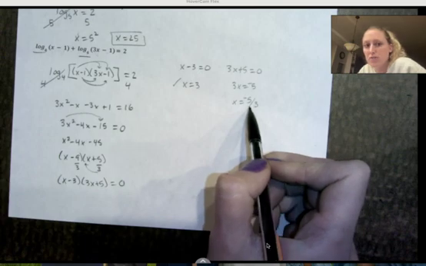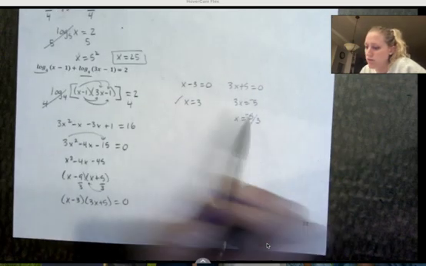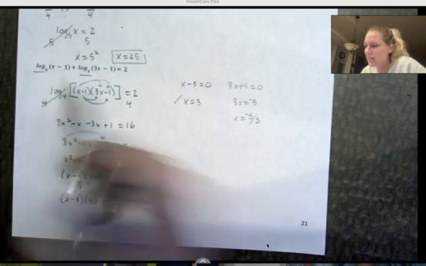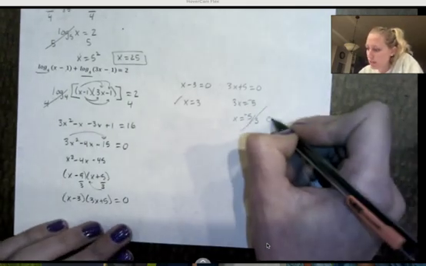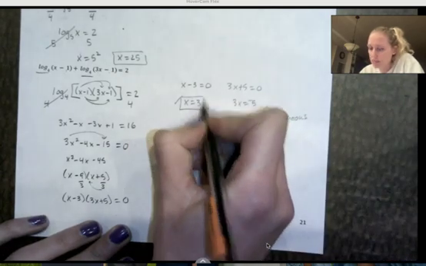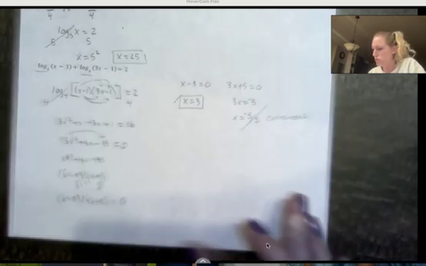Okay. So now if I put negative 5/3 in, if I were to do that here, negative 5/3 minus 1, this expression's negative, so this is extraneous. So x equals 3 is my only solution from that solution set.